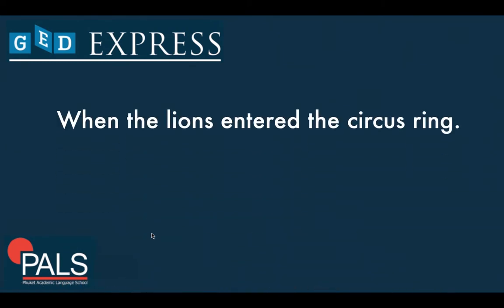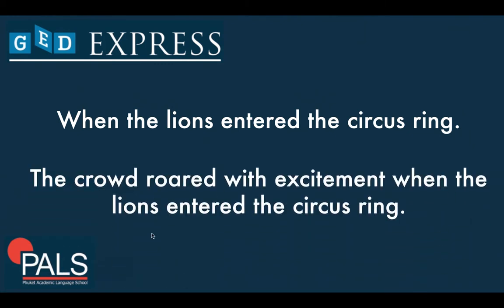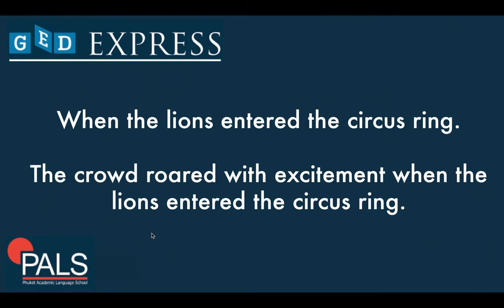So, for example, when the lions entered the circus ring, it makes you want to know, okay, what happened? What happened when the lions entered the circus ring? In comparison to when you say the crowd roared with excitement when the lions entered the circus ring. So a dependent clause is basically a sentence fragment. One way to correct this kind of fragment is to attach the dependent clause to an independent clause.